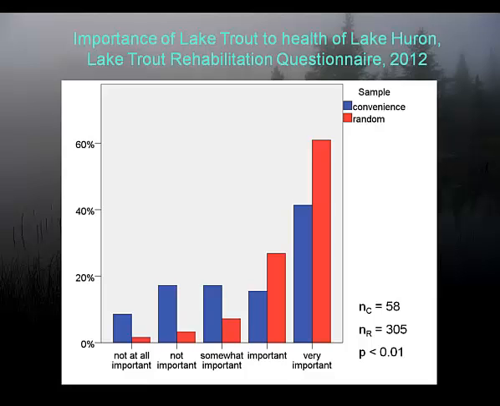Now this is a slightly different question. The last one was, are lake trout important to you as an individual? This question was, do you think that lake trout are important to the health of Lake Huron? So we got a slightly different result from that. We certainly didn't get as many not at all important or not important in the convenience sample as we did in the previous question. So I guess some of these people felt that even though lake trout may not be important to them, they probably had to admit that maybe they are important to the lake as a whole.